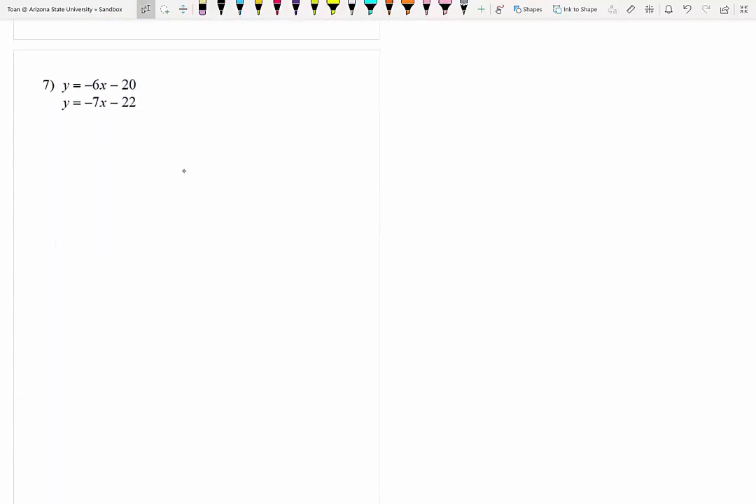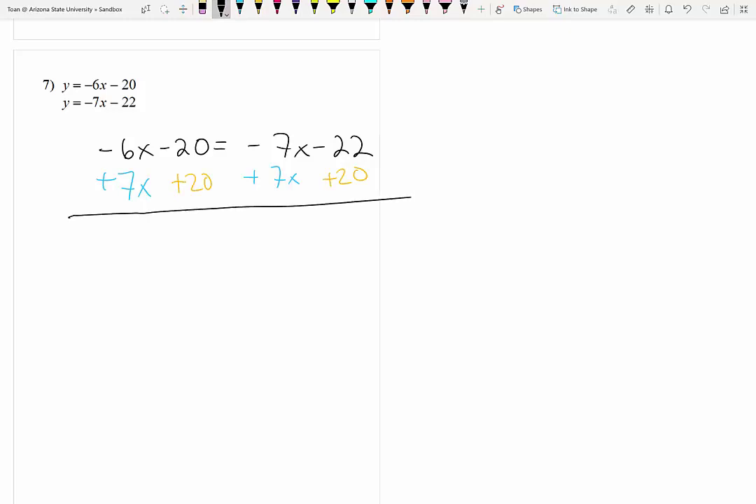Notice number 7 is the same setup. Both of the equations are already y equals, so you can just set both equations equal to each other. Negative 6x minus 20 equals negative 7x minus 22, and then just go ahead and solve for x. So let's add 7x to both sides, while at the same time adding 20. I want to get all the x's on one side, all the non-x's on the other. So that gives me x equals negative 2. Well, that was simple. That was nice. Didn't have to do a lot of math there.